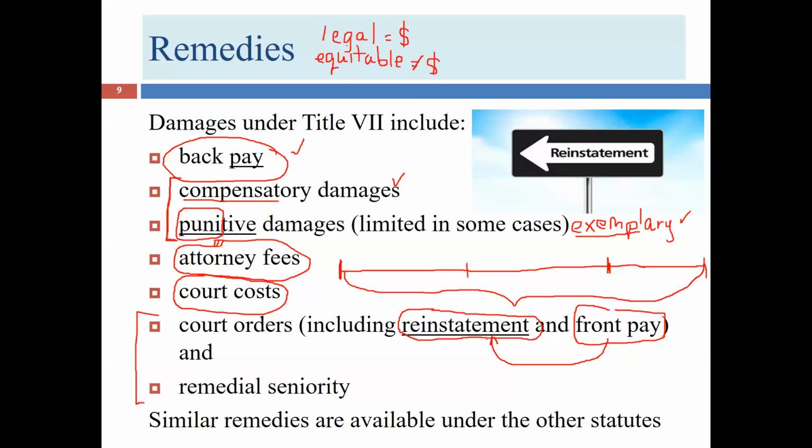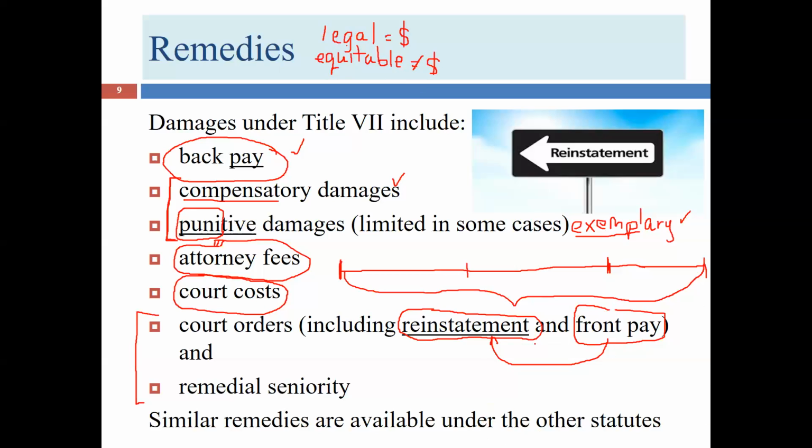So a reinstatement obviously would be for an indefinite period of time. Front pay would be for a certain number of years. 2 or 3 years is pretty common. You rarely find more than 5 years of front pay being awarded. So that's how the court orders work.